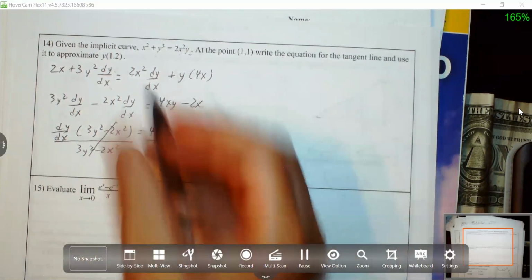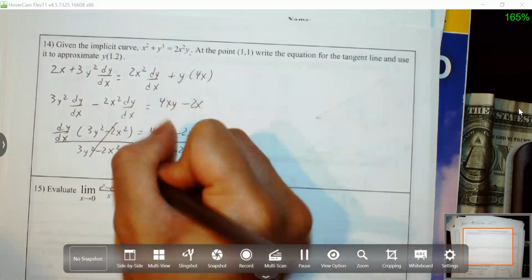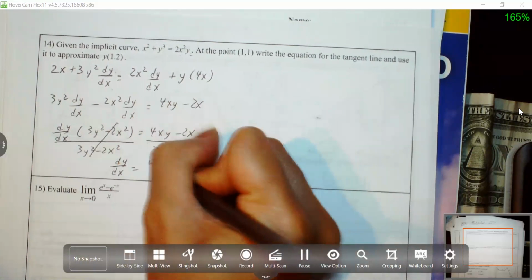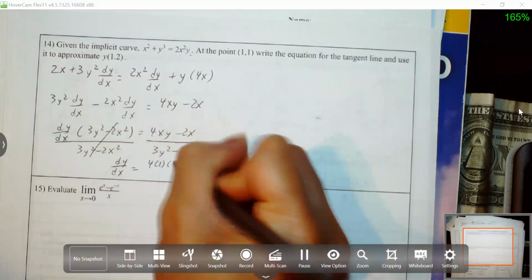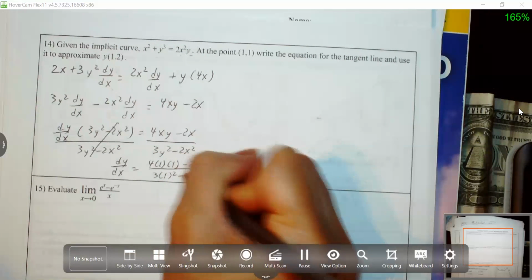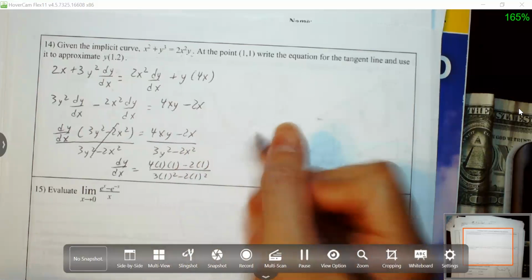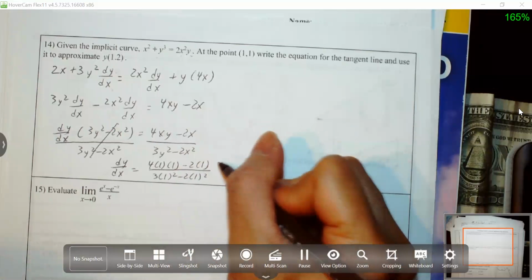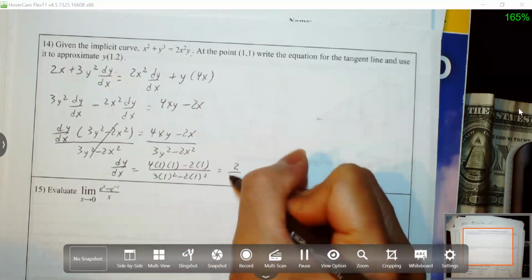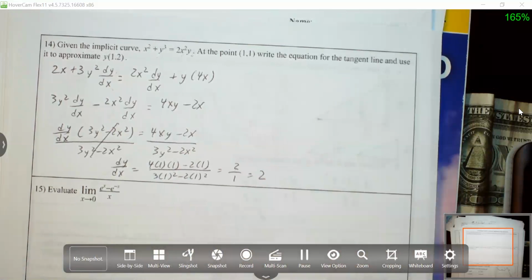And then I'm just going to go ahead and plug in 1, 1. So this is 4 times 1 times 1 minus 2 times 1 over 3 times 1 squared minus 2 times 1 squared. So the top is just 2 and the bottom is just 1. So dy/dx is just 2.